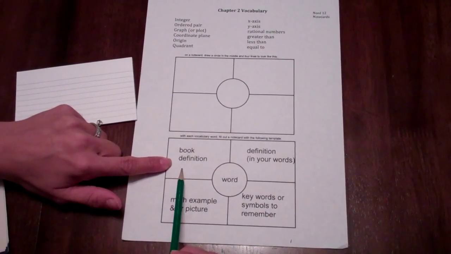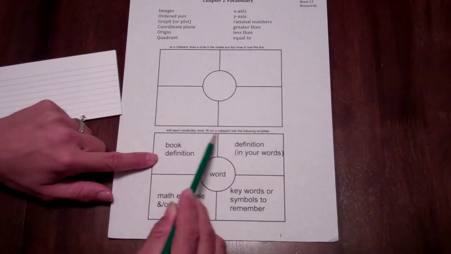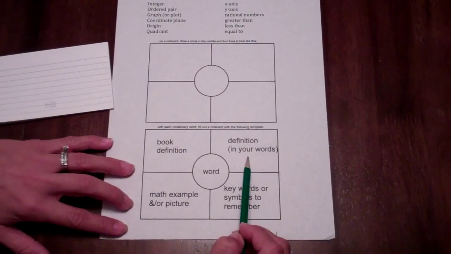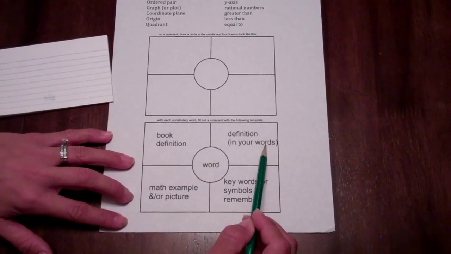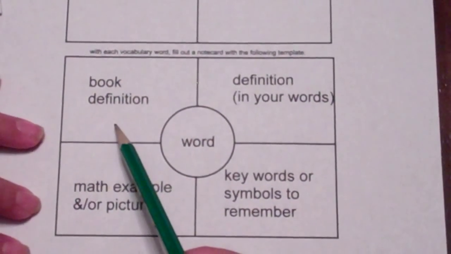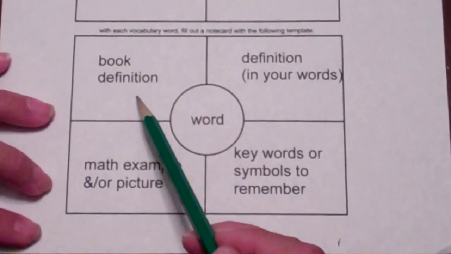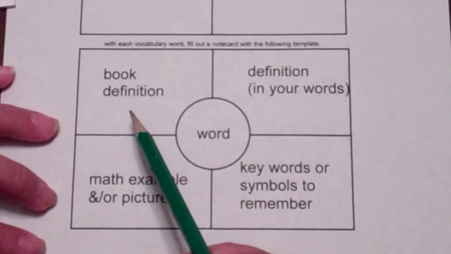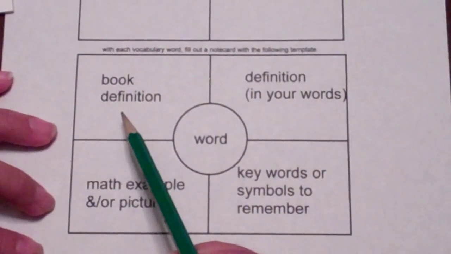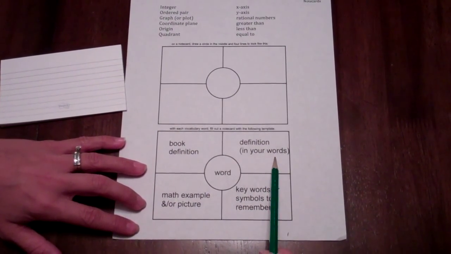In the top left box, I'm going to take the definition right from the book. My word is in the center, so all of these things are about this vocabulary word. In the top right box, I'm going to rewrite the definition in my own words. So yes, I do need to look it up and write down what I get out of the book. If it's not in the book, you can look in a dictionary or look online. Some of these vocabulary words you will not find in our math textbook, and you will have to find another resource to get a book definition or online definition. So it is important that you always rewrite the definition in your own words.